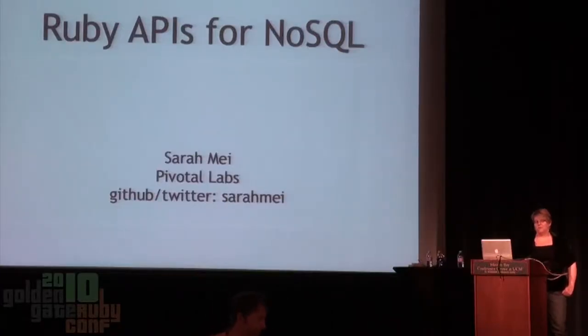I'm here to talk today about Ruby APIs for NoSQL. I also like to call this talk polyglot persistence. We're going to talk about how you store data in Ruby when you're writing a system that uses more than just a relational database. But I'd like to start out with a little bit of audience participation.